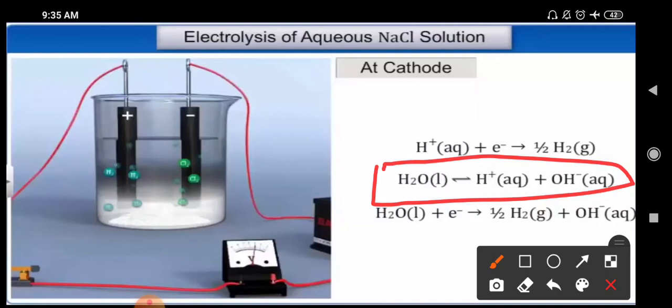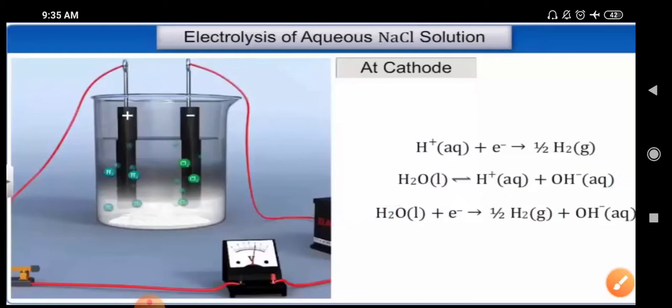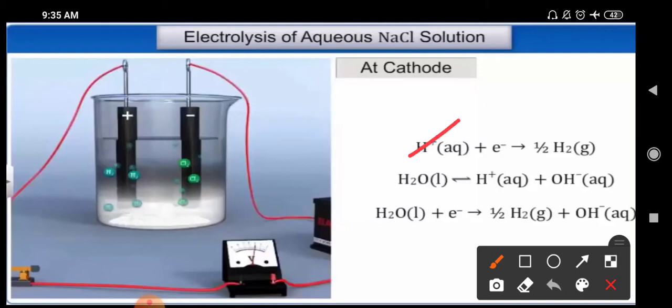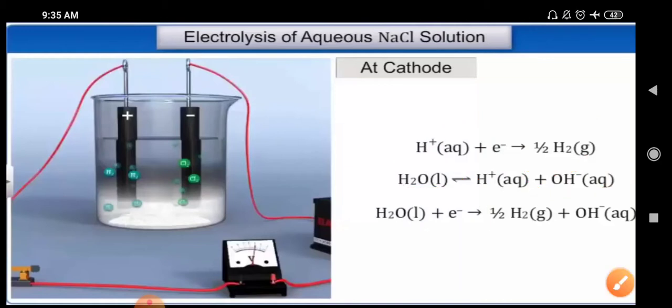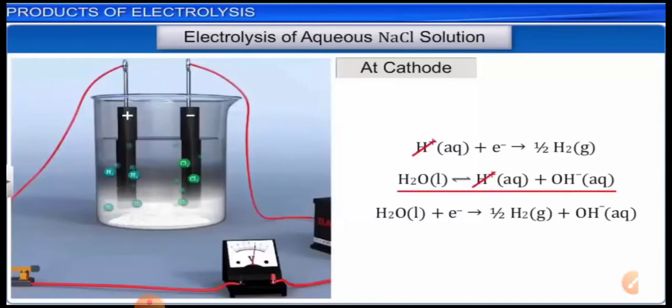Now add both these reactions. As we are adding both reactions, the H plus ion will be cancelled out. So the final reactant will be water plus electron, and in the product we will get hydrogen gas and hydroxyl ion. Here it is. So it is quite simple. First you should think logically and then sum it up. Okay, fine. So that is the reaction taking place at the cathode.